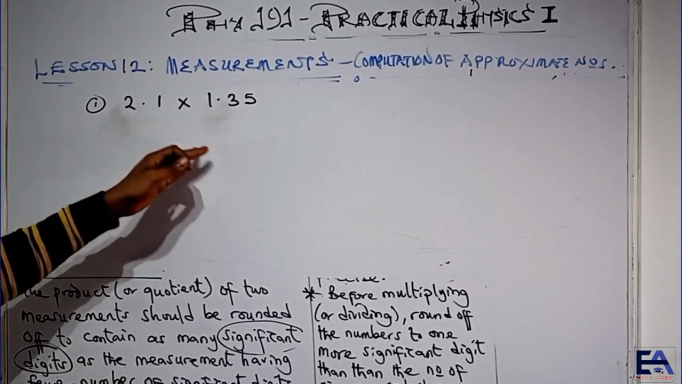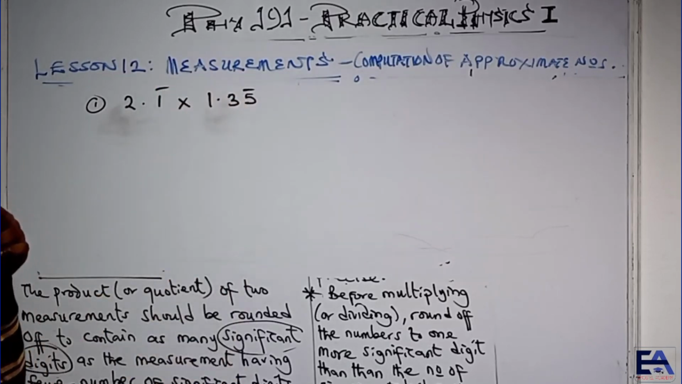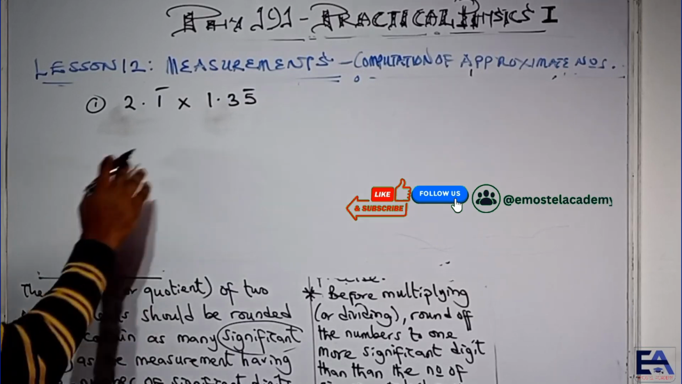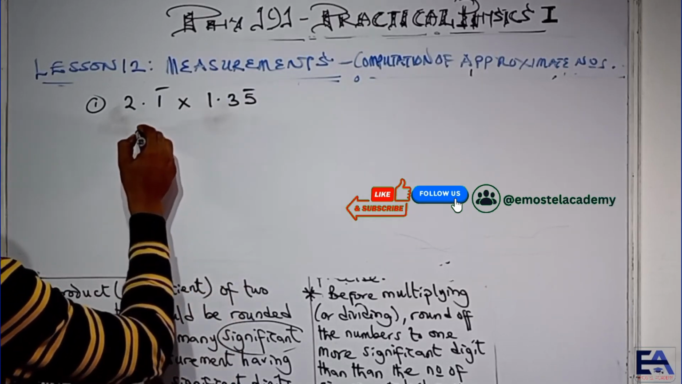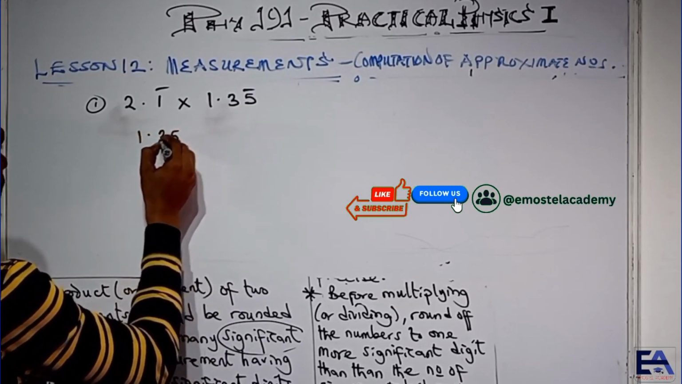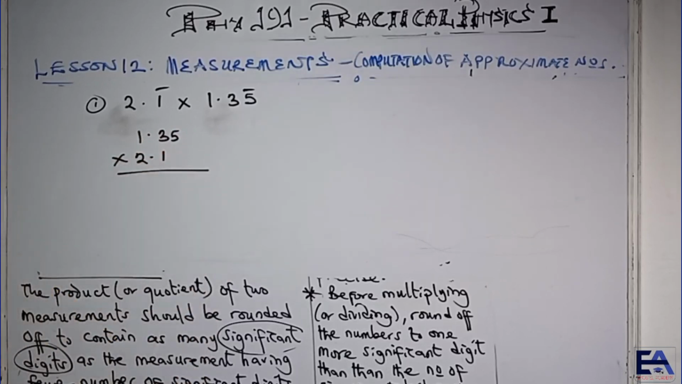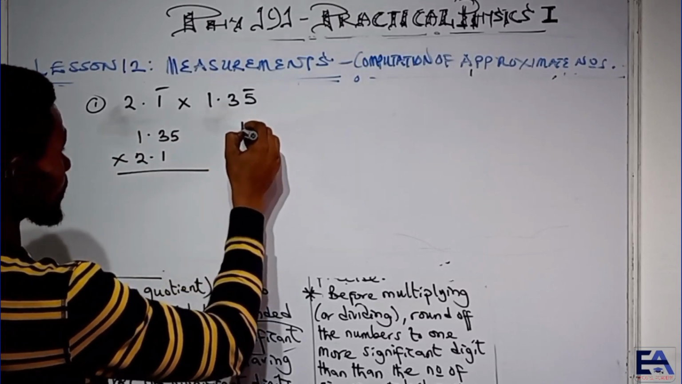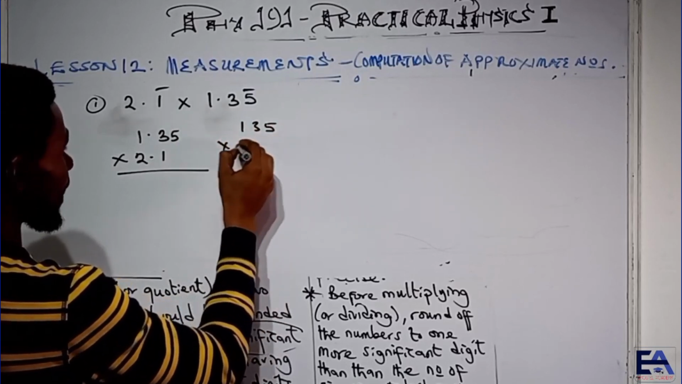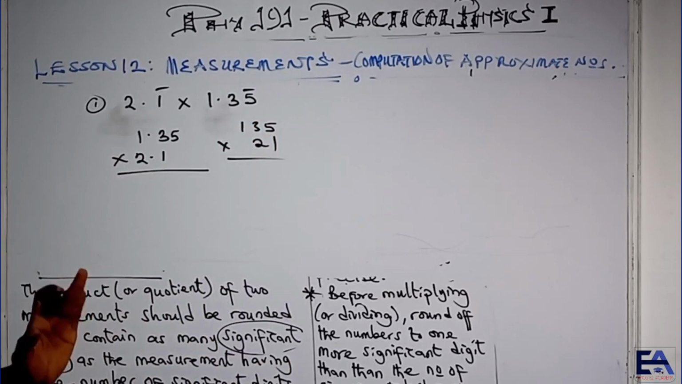All right, so if I need to multiply this, knowing fully well that the approximate number is usually the last digit, okay, fine. Now, let's do the multiplication. If you want to multiply, you say 1.35 times 2.1. You see, when you are doing multiplication, you will first ignore the decimal point. You do it as if you are multiplying 135 by 21. That's the way you do it. Just ignore the decimal point first.